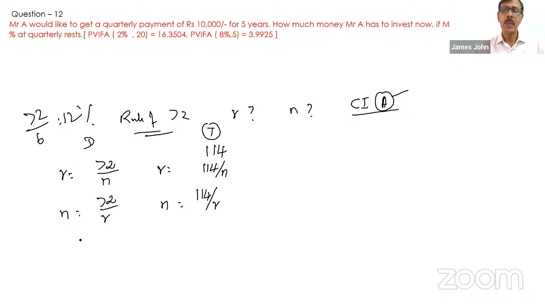Or they will say the rate of interest is 10%. In how many years does it become double? You have to divide 72 by 10. You will get 7.2 years. So that is the rule of 72.